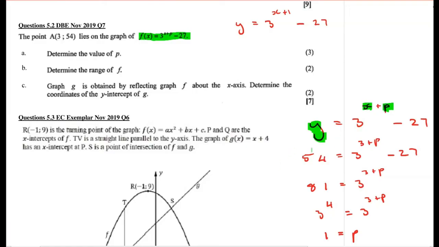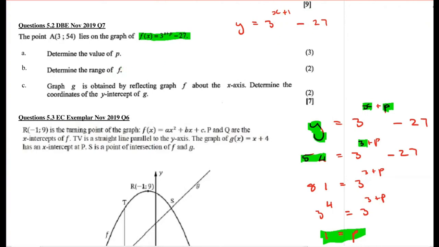All right, so now what do we do? We sub in a coordinate. So y is 54 when x is 3, coordinate pair. Add the 27, prime factorize, and solve for p equaling 1. Fantastic. Great. Now I put everything back in my formula, and I've got y equals 3 to the x plus 1 minus 27.